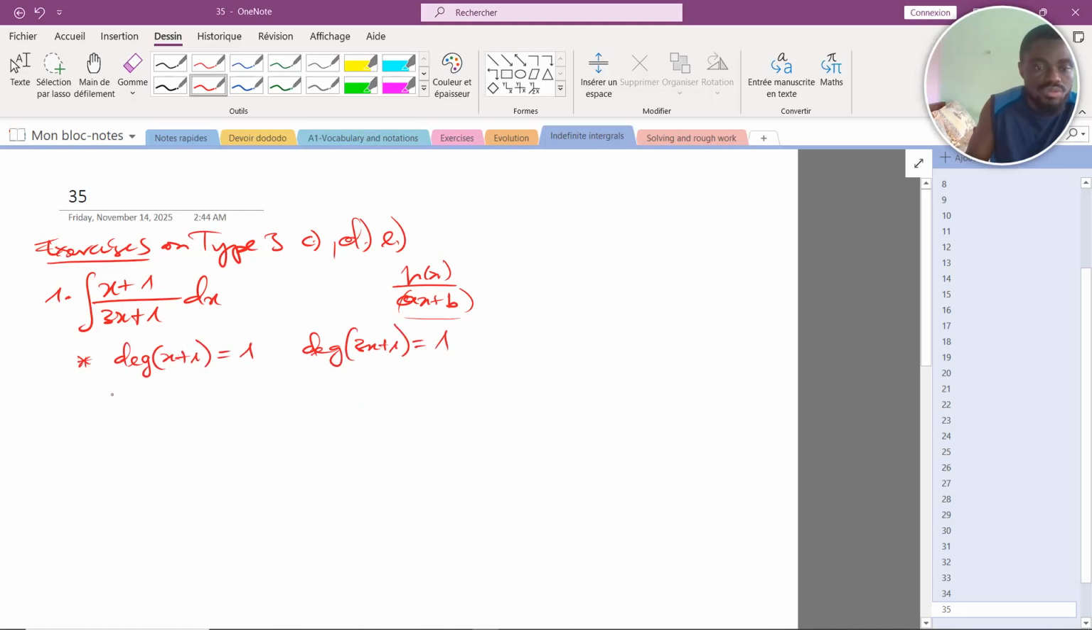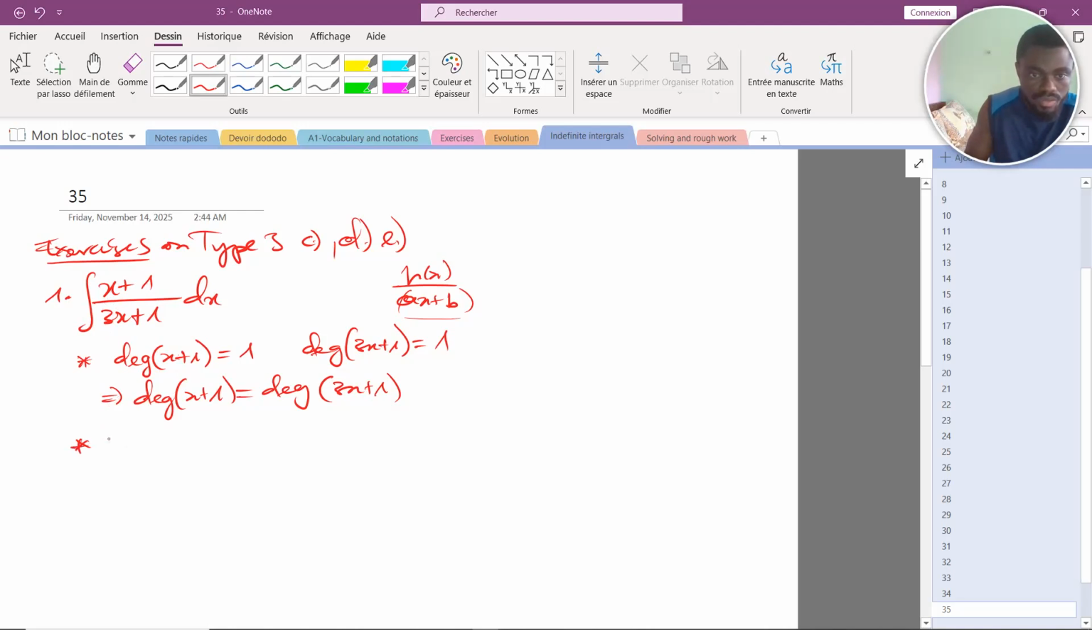So we notice that this implies the degree of x plus 1 is equal to the degree of 3x plus 1. You understand? So whenever we are in such a situation, what are we supposed to do? When the degree of the numerator is greater than or equal to the degree of the denominator, this linear function, what do we do? We proceed to long division.